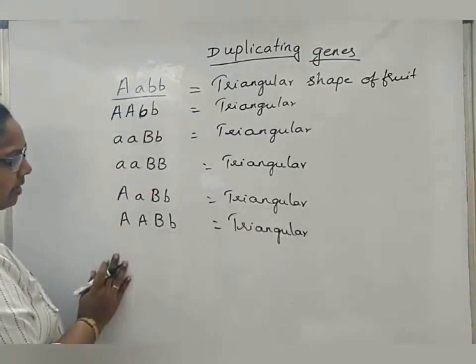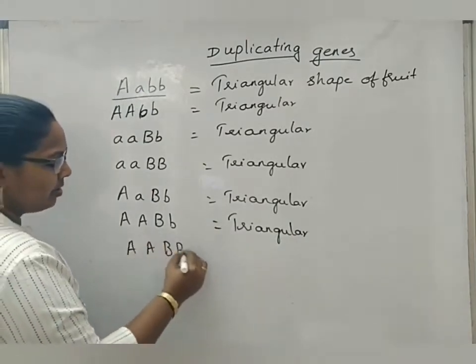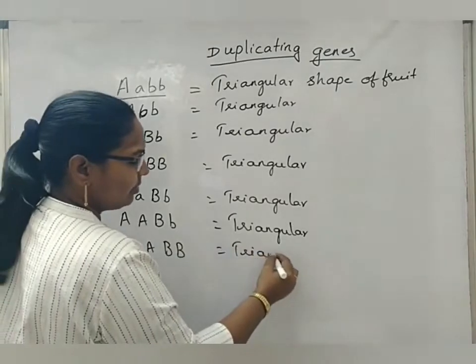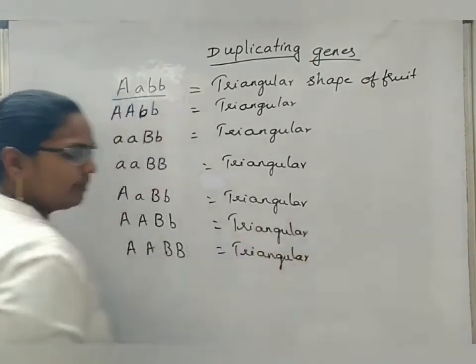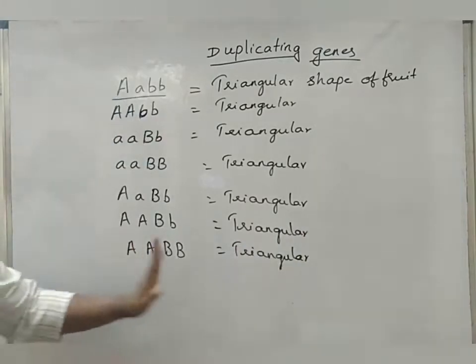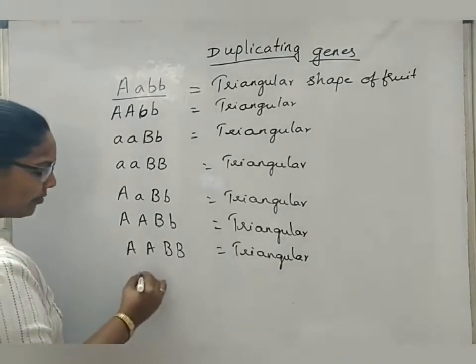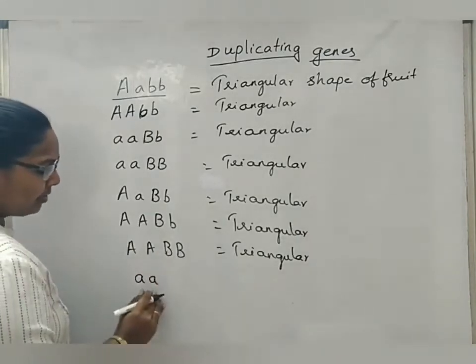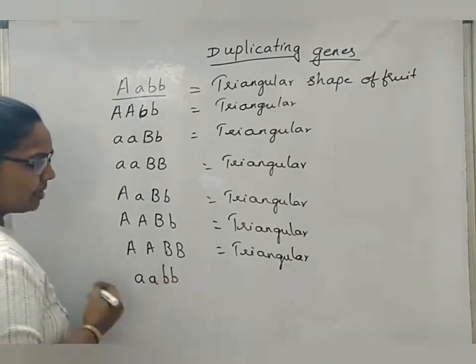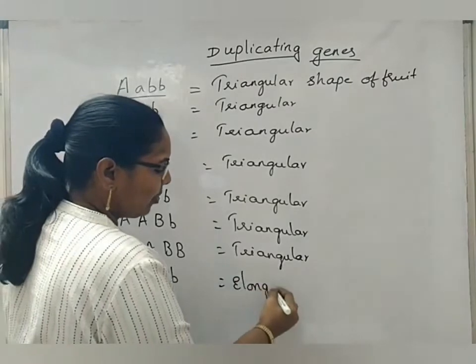Next, are there any other combinations that we can frame? If we write all dominant, then also the shape will be triangular. So we can consider these as the best examples to explain what type of allele pairs are responsible for triangular shapes of the fruits. Now, if completely dominant or completely recessive allele pair combinations are present, then it is responsible for the elongated shape of the fruit.